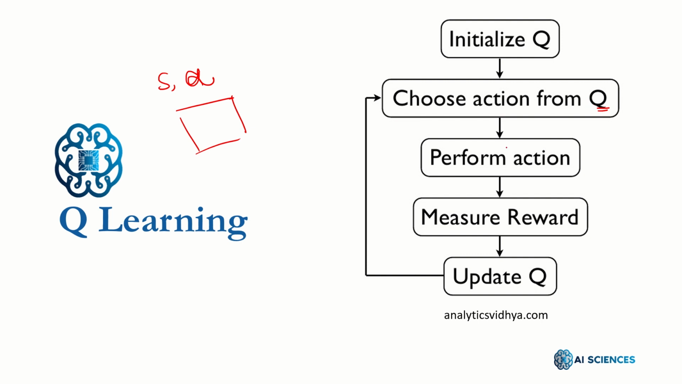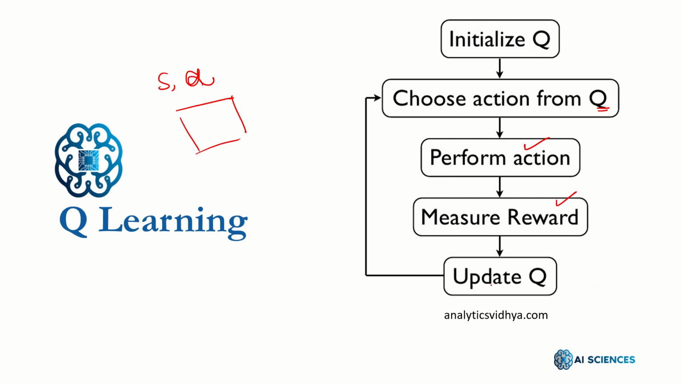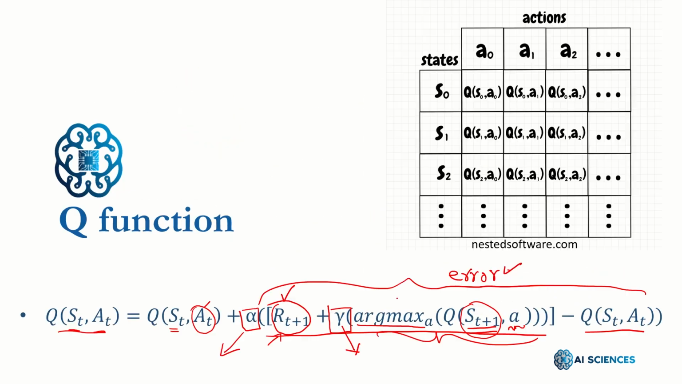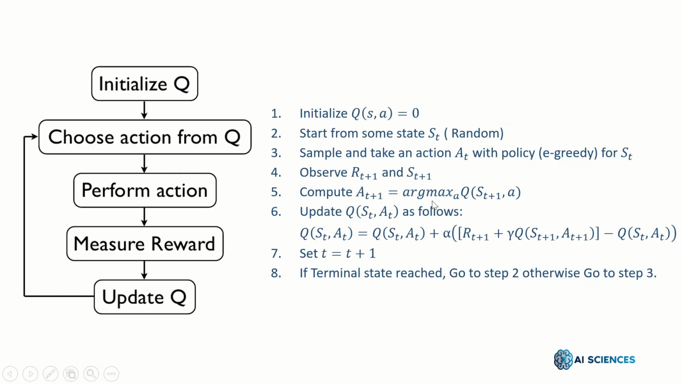We choose an action, we perform the action, and we measure the immediate reward. And obviously with the immediate reward, we measure the future Q value as well. And then we update the Q table using this particular equation. After updating the Q table, we have a different state of Q. We sample an action and we go back and forth until we converge. This is a flowchart. Let's see it in an algorithmic way.